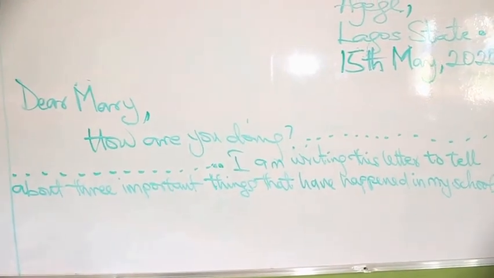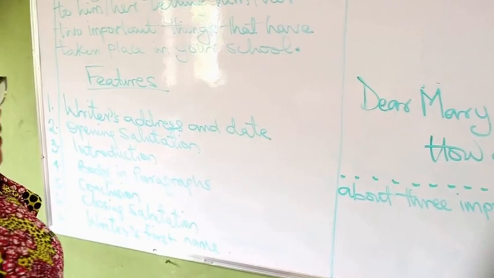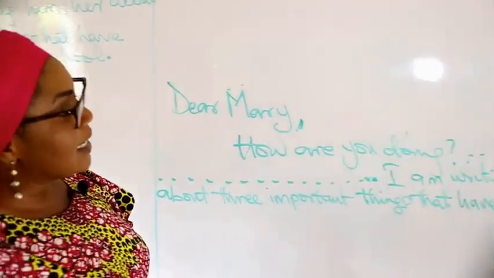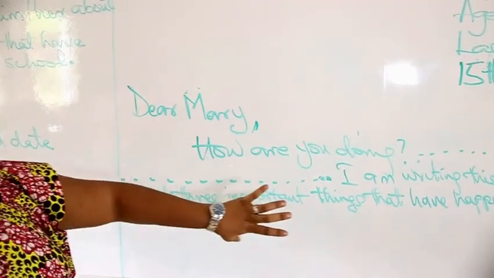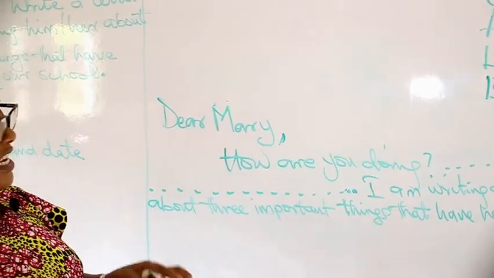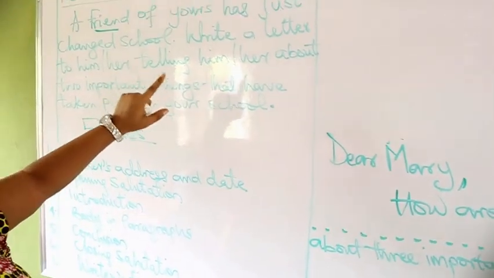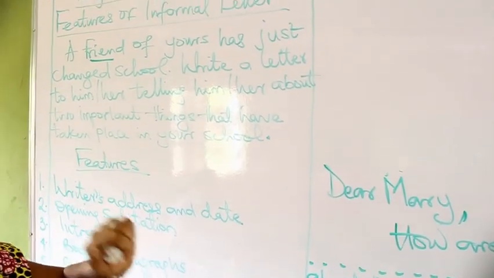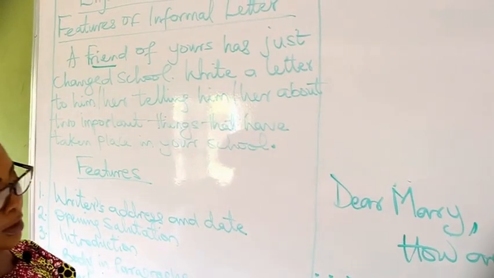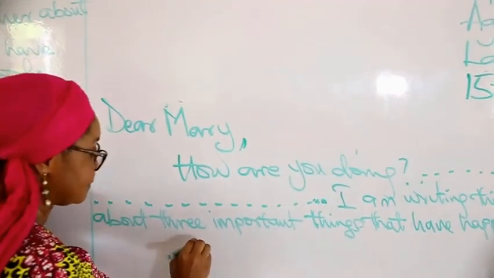Now, number 4, the next step we take is the number 4, where we have the body in paragraphs. Our body is where we now have to discuss the purpose of writing in details. Remember, the topic says 2 important things that have happened in your school. In other words, you have to create another paragraph here.